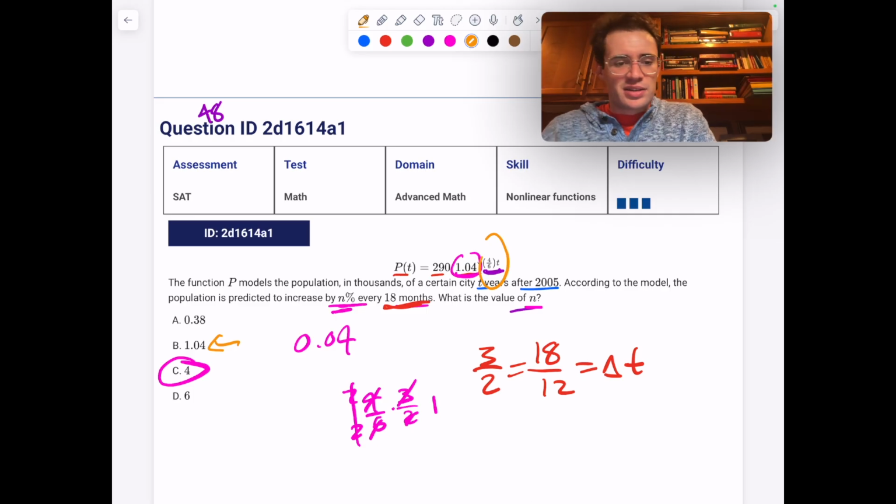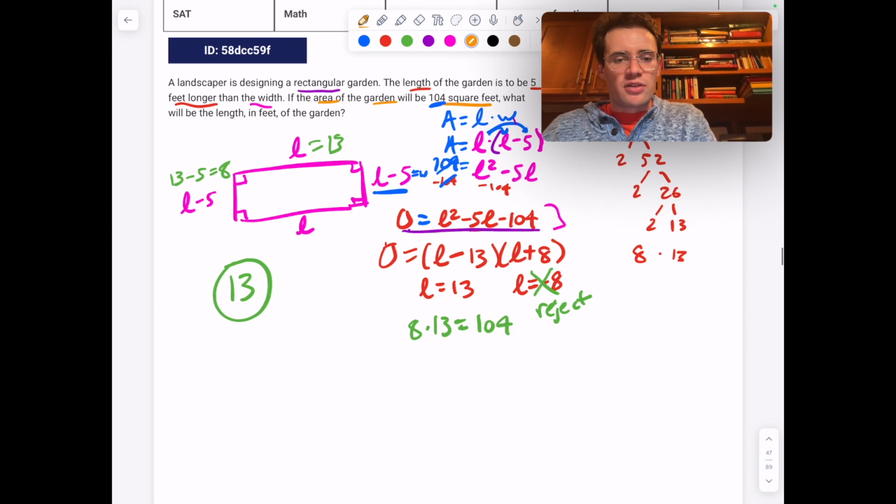So just, if it says n%, what is n? Right? Don't write 0.04 or something like that. At least they were nice that they did 1.04. So if it's the actual percent increase and not the growth factor, then you would rule that one out anyway. But just, read those carefully.